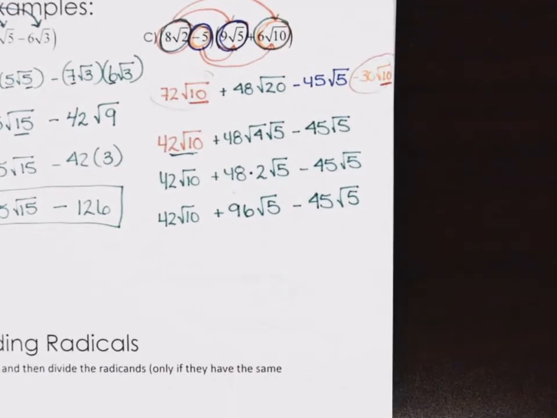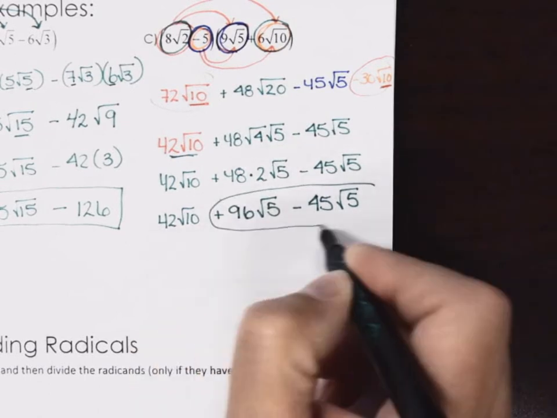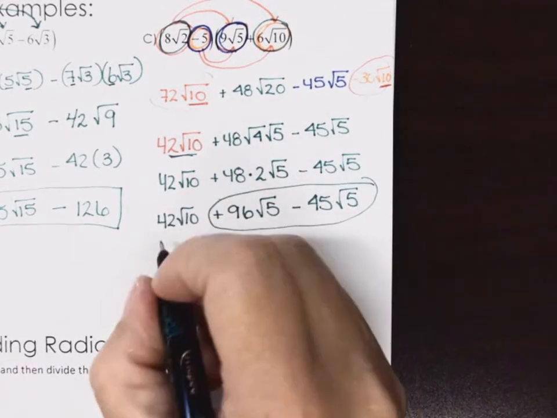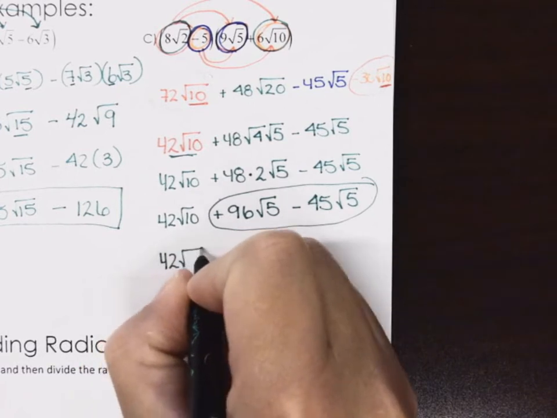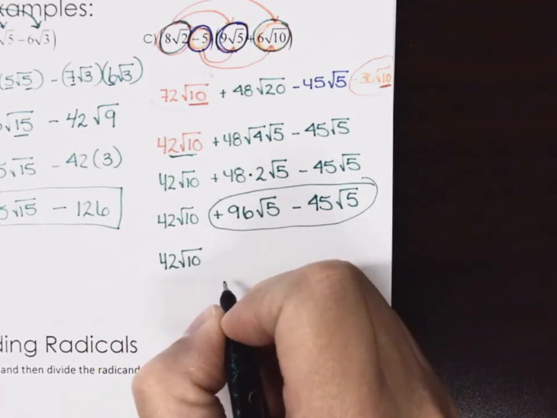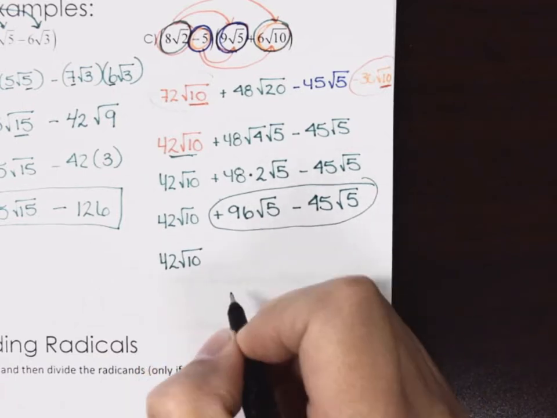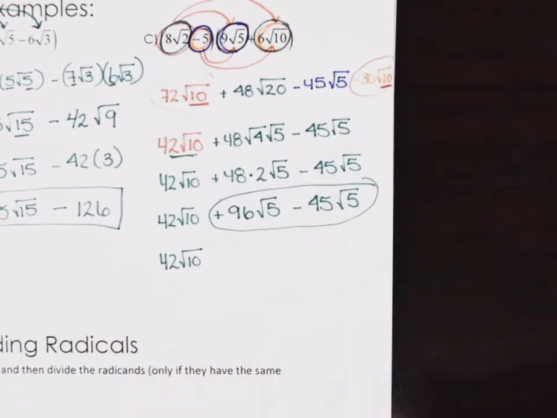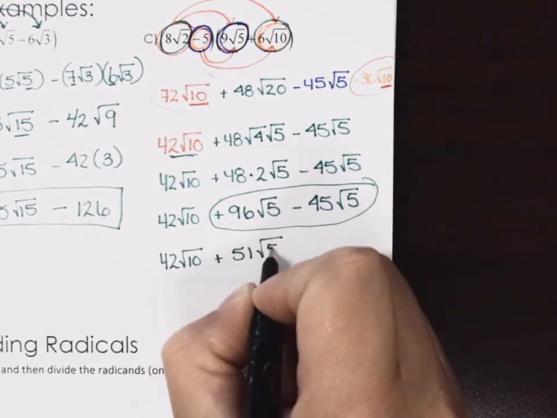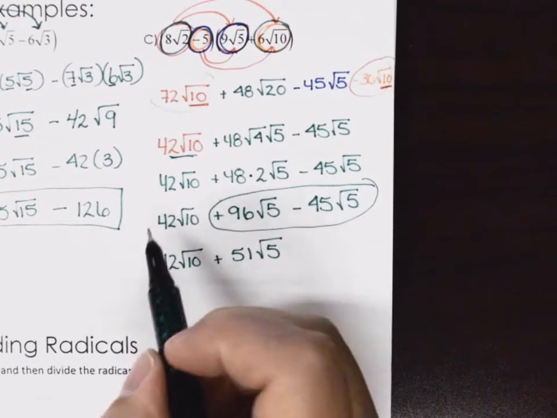Can I combine like radicals now? Yeah, so now I can combine these two. So 96 minus 45. I love it. Are you sure, 41? 51. We sure about that? We sure? You guys are correct. 51 root 5.